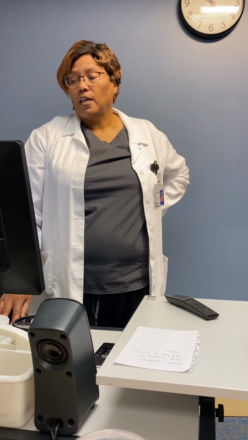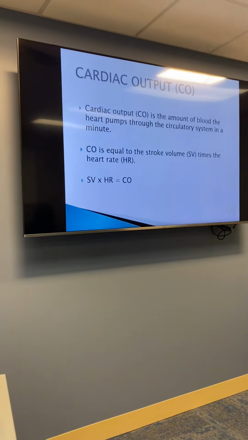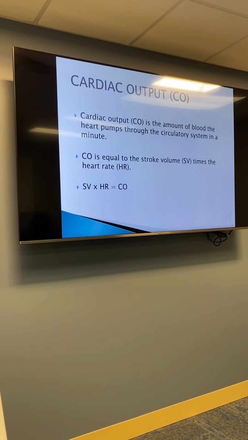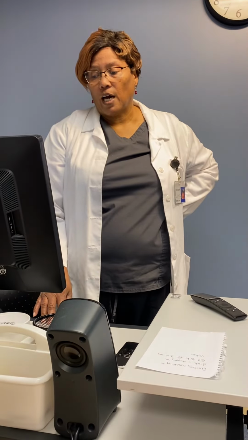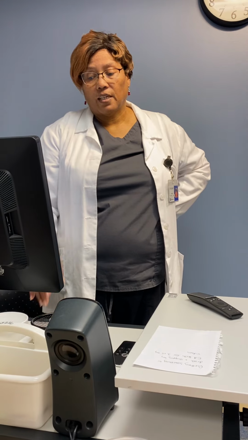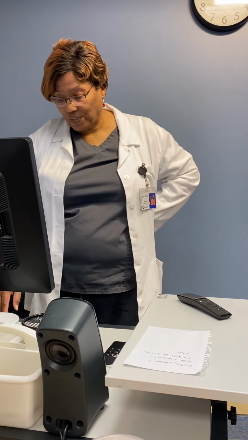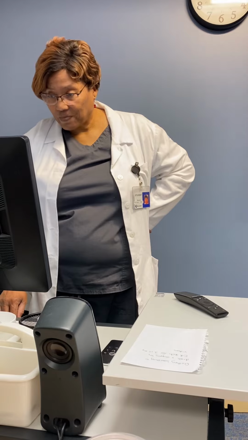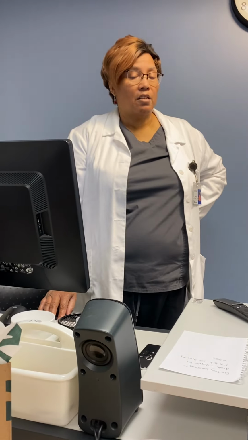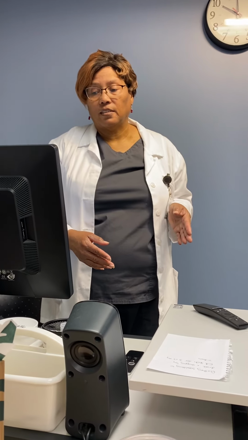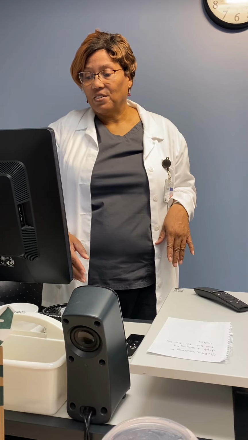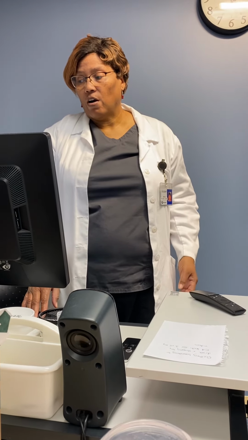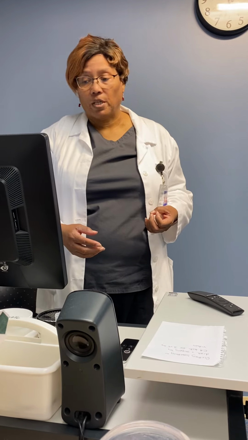Cardiac output is the amount of blood the heart pumps through the circulatory system in a minute. The cardiac output is equal to the stroke volume times the heart rate. The SV times HR equals CO. Preload and afterload. So preload is the amount of blood in the ventricles after diastole, and the afterload is the pressure against which the heart has to contract to eject blood.